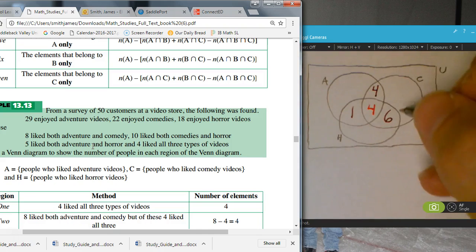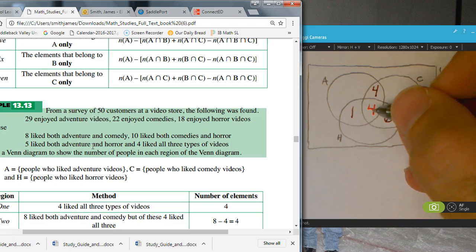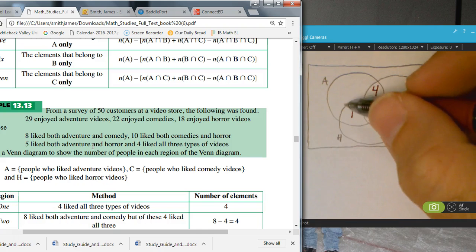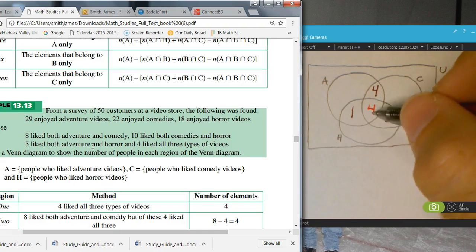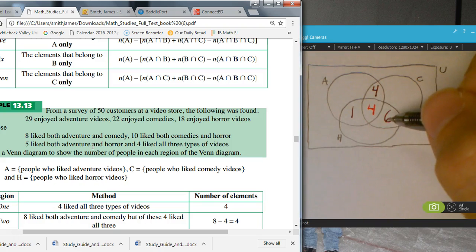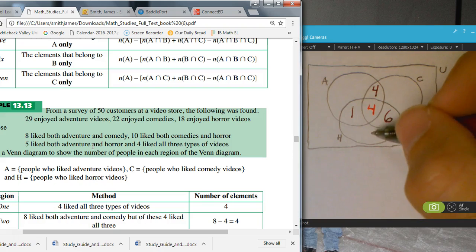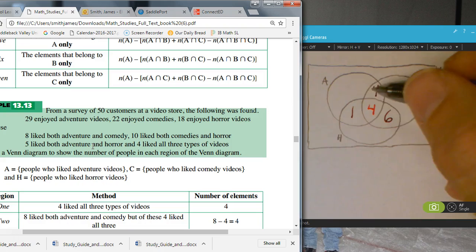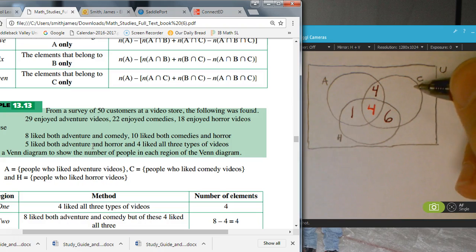And so we're looking at these. So far what we have is the 4 people who liked all 3. This one person liked adventure and horror only, but not comedy. These 6 people liked comedy and horror, but not adventure. Those 4 people liked adventure and comedy, but not horror. So that's kind of the way we can view what we have so far.